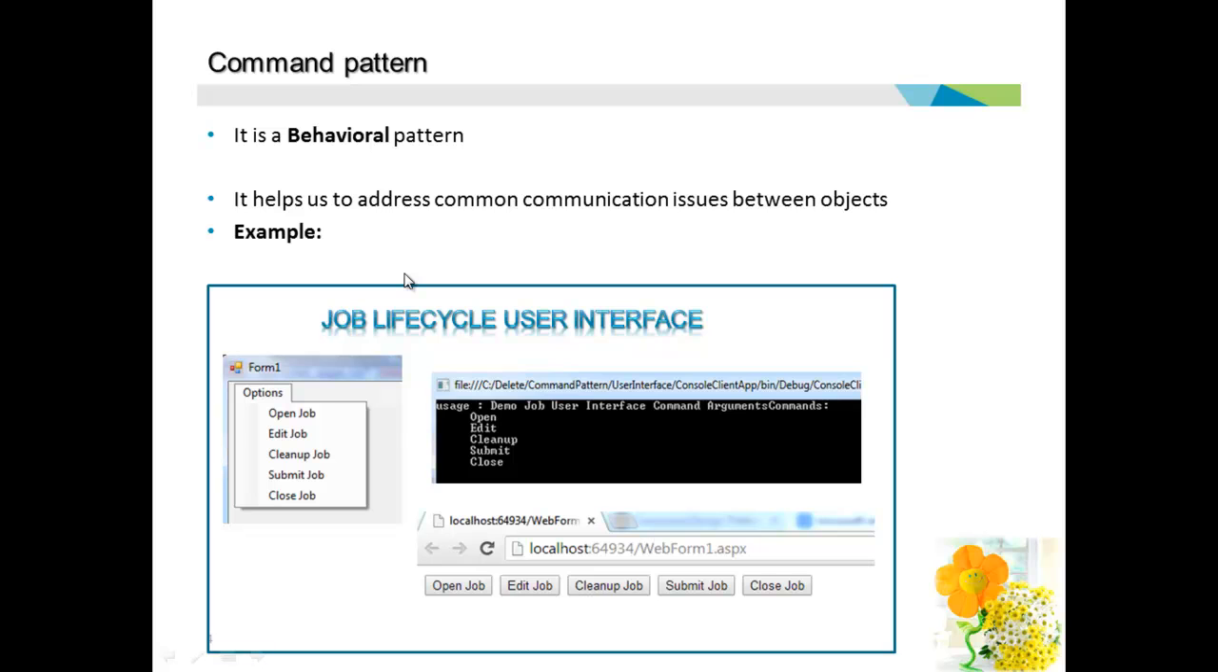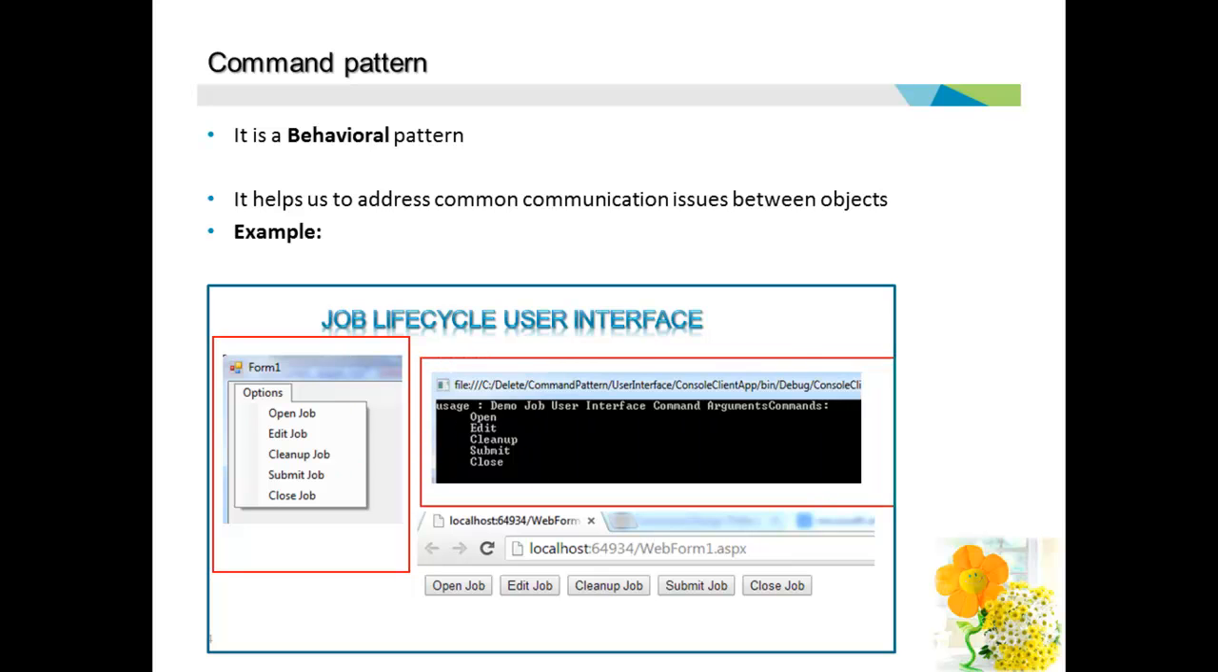I'm taking an example of a job life cycle user interface to explain this behavioral pattern called command pattern. So what is it about? If you look at this diagram, you can see that there are three different types of client applications. The first one is a Windows form, the second one is a console application, and the third one is a web application.